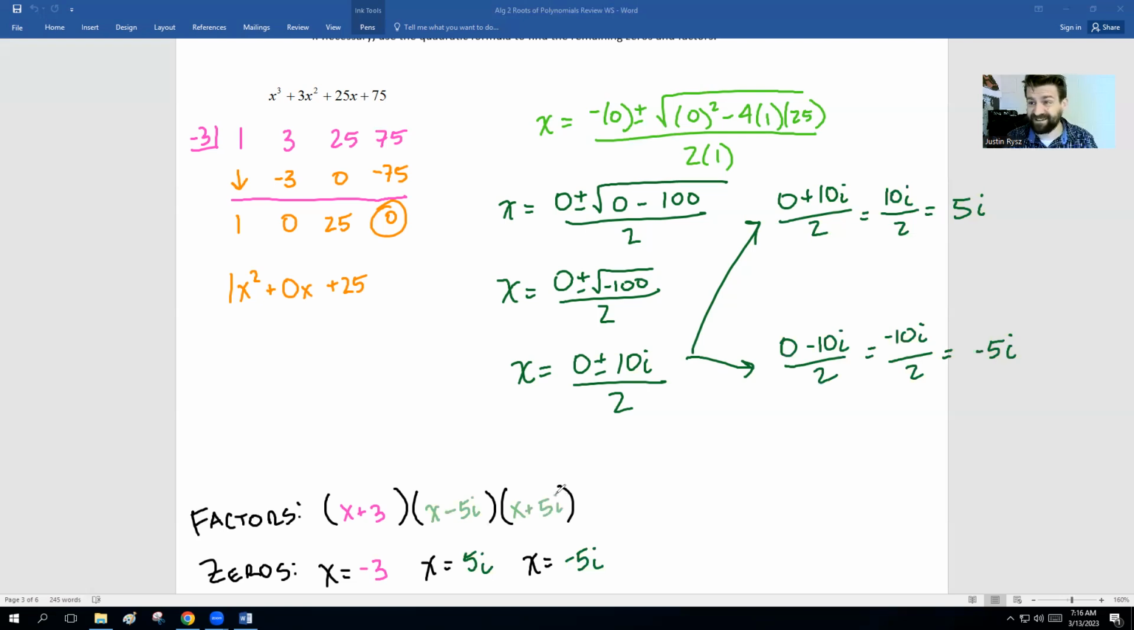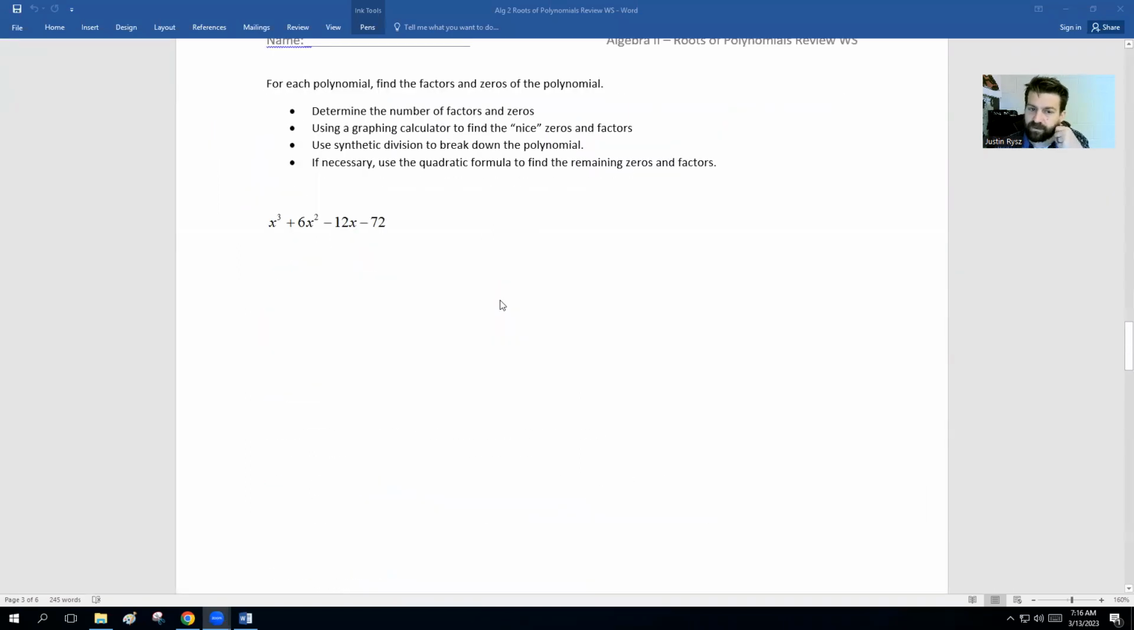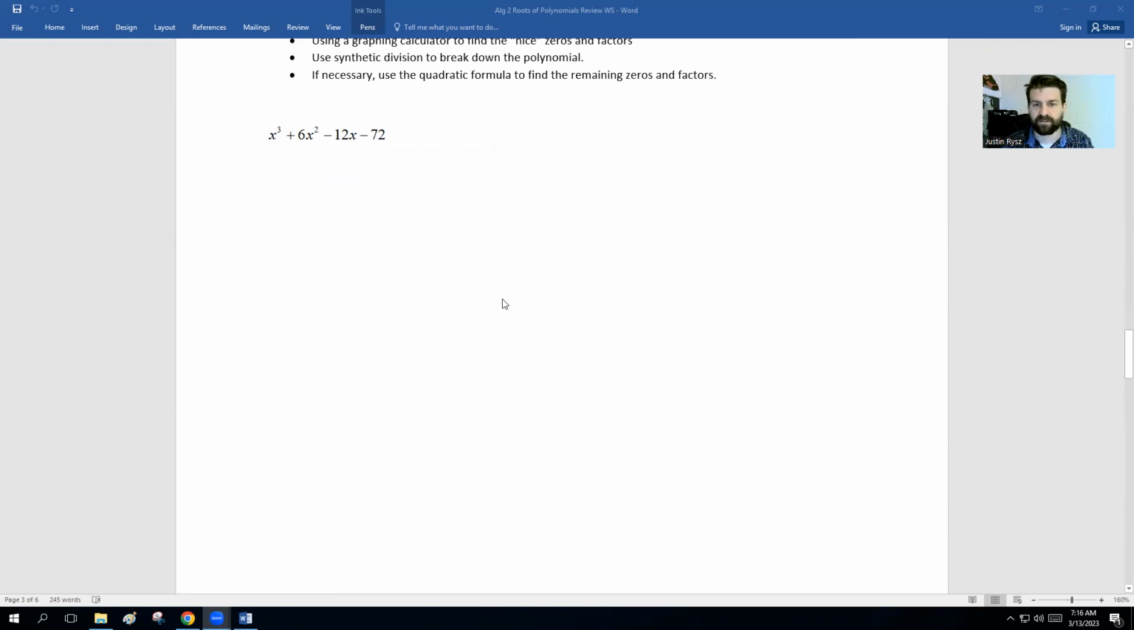Okay, I kind of thought that one was quicker and easier than the last one. Excuse me. Okay, let's keep this going here. Let's try to find the next one. Okay, third one here. Okay, another x cubed. So we know, just like the last problem here, we're going to have 3 factors and 3 zeros.